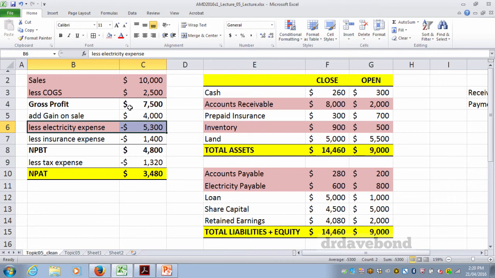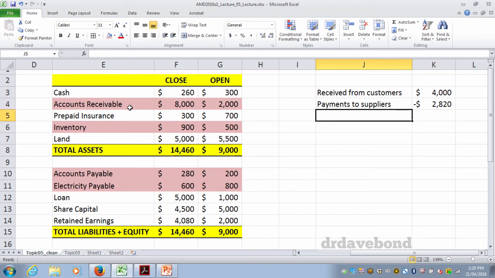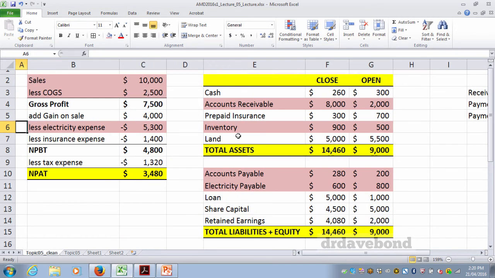You see the process is just repetitive. It's just find the account, put in the opening and closing balances, and then add in information as needed. It's payment for electricity minus 5,500. What do we have left? We've got insurance expense.